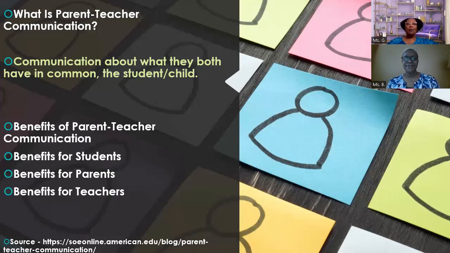Let's talk about some tips. When we talk about communicating with parents, we want to make sure that we realize there are benefits. Many times as educators, we're like, do I need to call the parent? Well, more than likely, yes, because there are some benefits. Let's talk about some of those benefits.